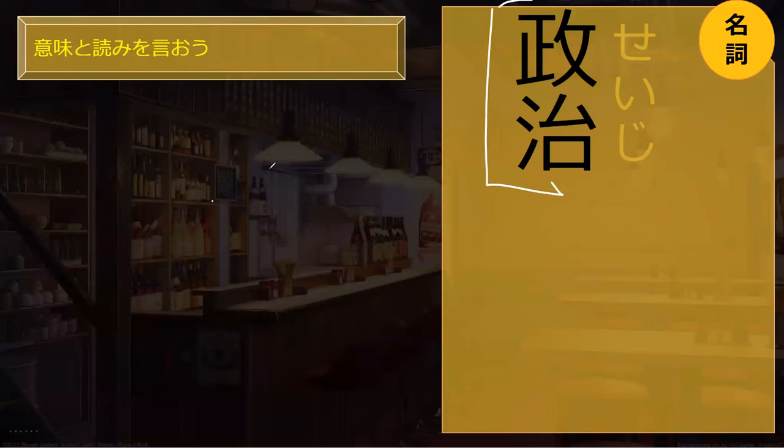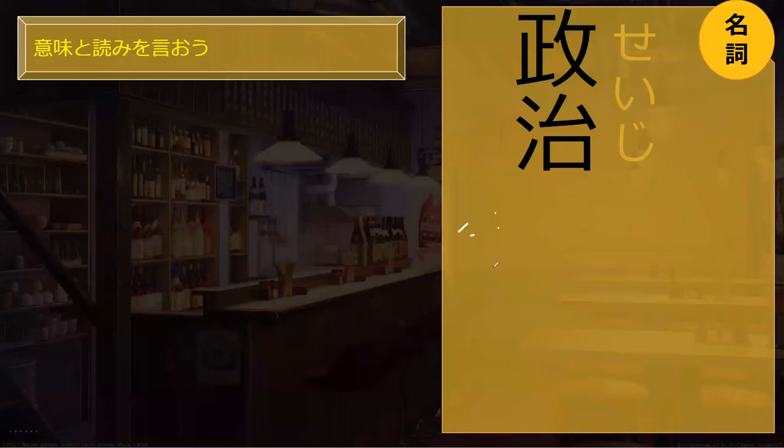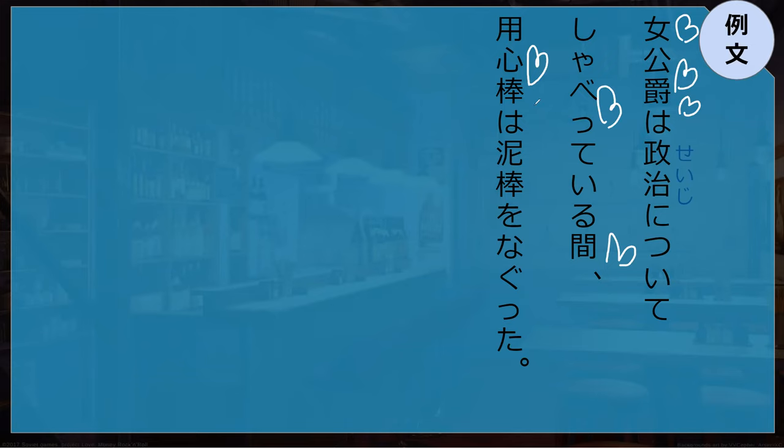Seiji is politics. If you read Genki, they try teaching this word so hard. I never remembered it when I was reading Genki because I was like, I don't care about politics. Stop putting it on my vocab list. Can you read the sentence for me? 尺は政治について喋っている間、用心棒は泥棒を殴った。殴った。殴る, to strike or to hit or to punch.